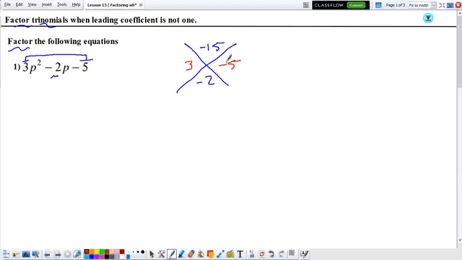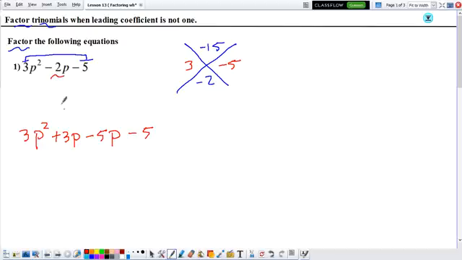So those are the two numbers which I was looking for. I can use those two numbers to rewrite the middle number. So let's rewrite the middle number using those two numbers. So we're going to have 3p squared, and instead of writing -2p, I'm going to write it as plus 3p, which is the first number that I found, minus 5p, which is the second number that I found, minus 5.